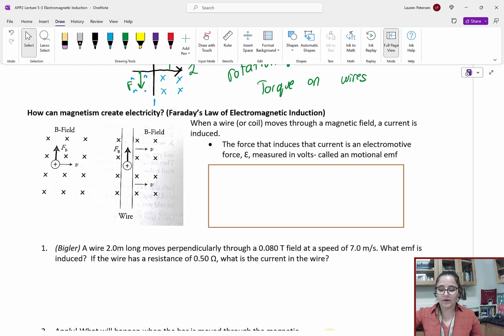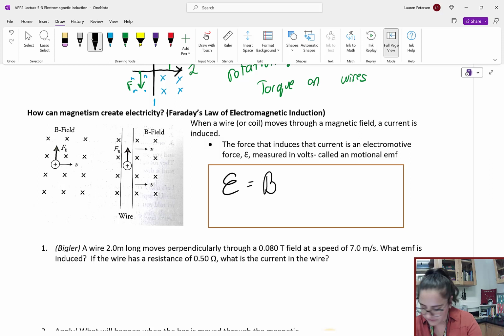fields. Now, if we're moving a charge or moving a wire through a magnetic field, we measure the electromotive force that is induced. It is a bit of a misnomer because it's not really a force. It's really that potential energy difference, the EMF, similar to voltage, but we call it a force. And that force is equal to the magnetic field strength times the length of the wire times the velocity.